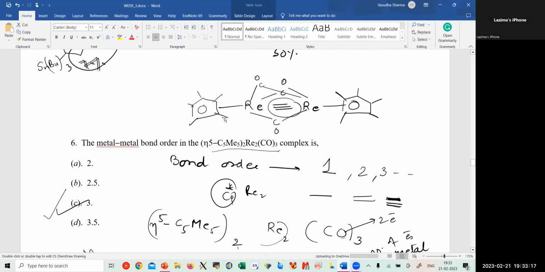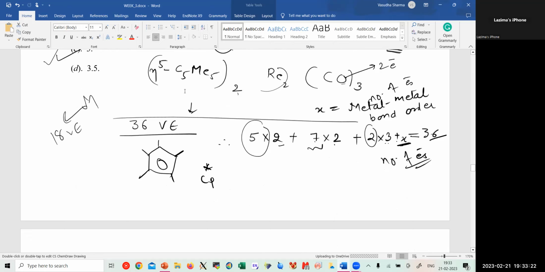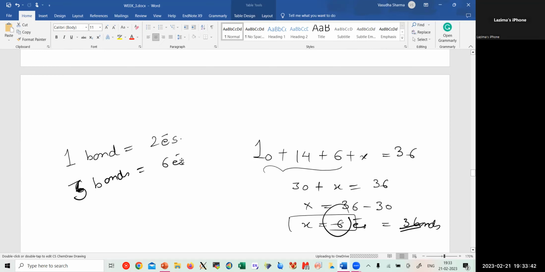If you don't know the structure, then you need to consider all the electron contributions: how many Cp will contribute, how many carbonyls will contribute, how many electrons the metal will contribute, and finally how many bonds there are. We don't know that, so I've referred to it as X. When we calculate it, we get X equals 6, and 6 electrons correspond to 3 bonds. That's why we know the metal-metal bond order is 3. So either way is possible: either you know the structure or you can calculate it easily.